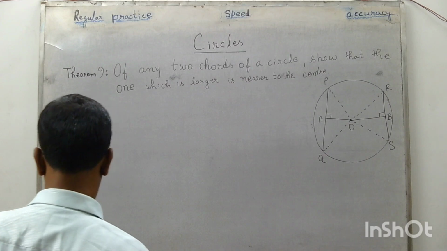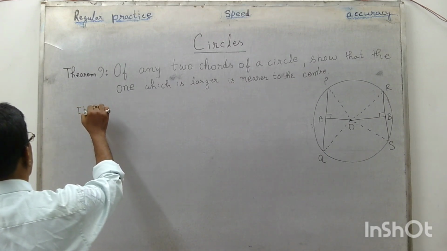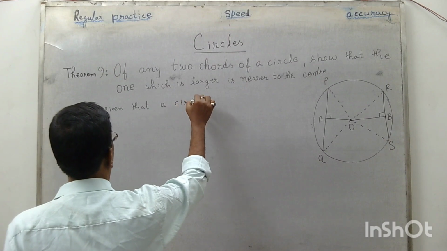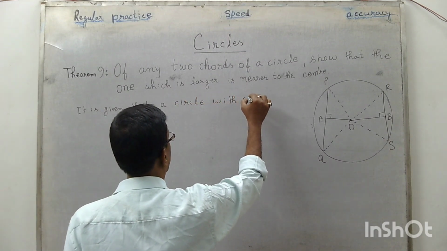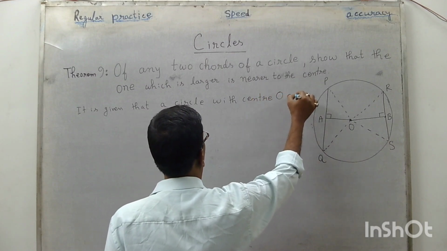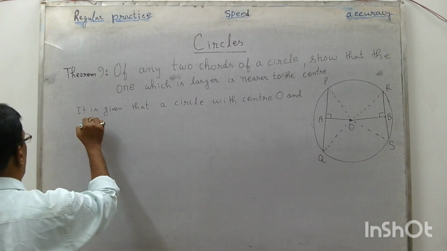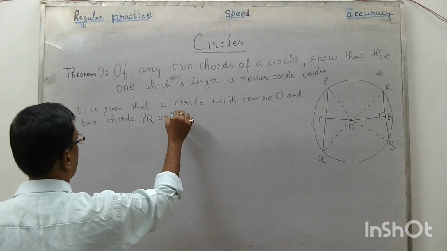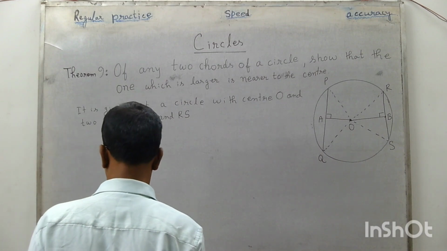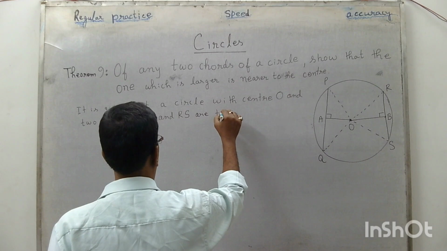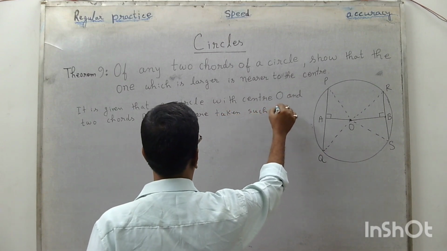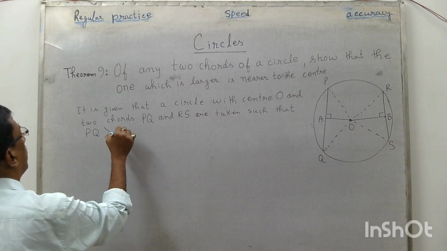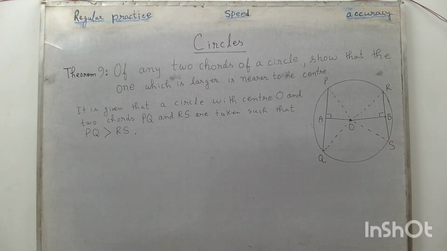First of all, it is given that a circle with center O and two chords PQ and RS are taken such that PQ greater than RS. ये पहले स्टेटमेंट पे लिखना पड़ेगा. इसके बाद हम लोग परपेंडिकुलर लिखेंगे.